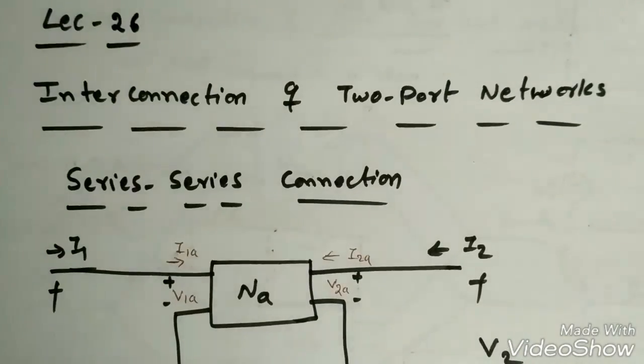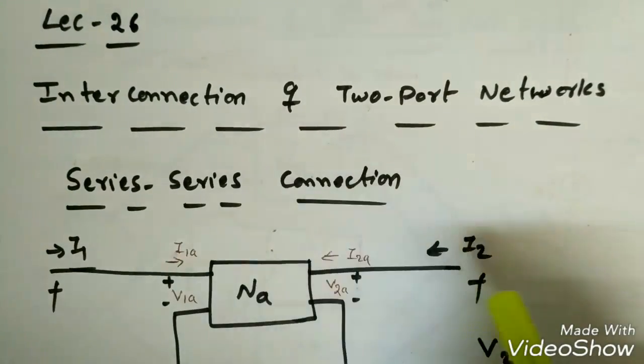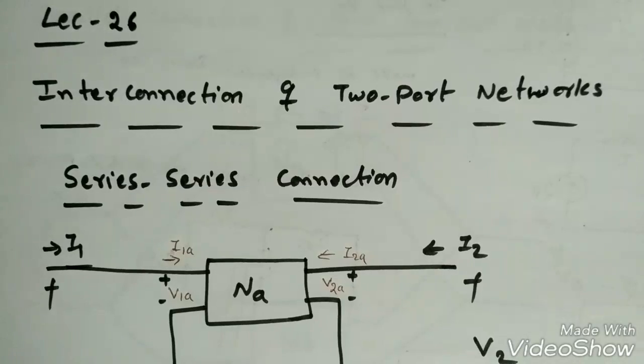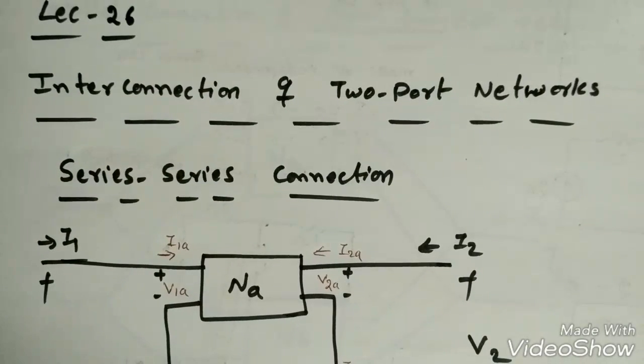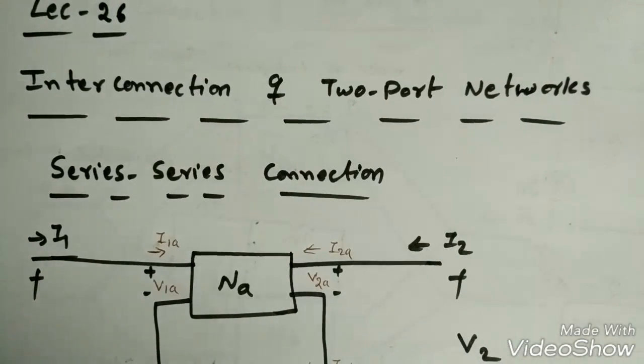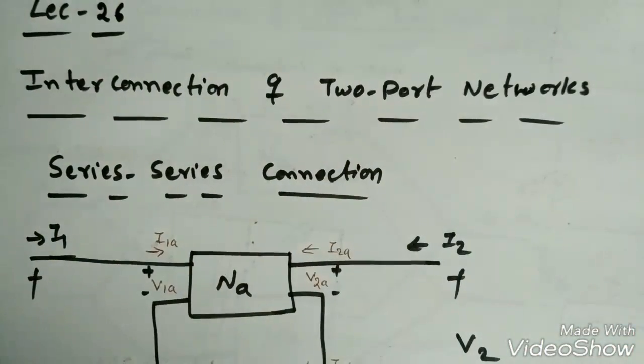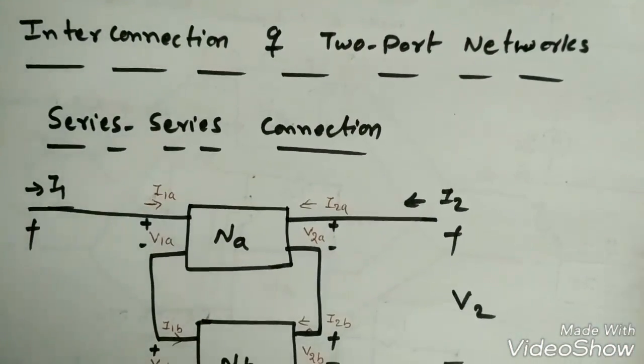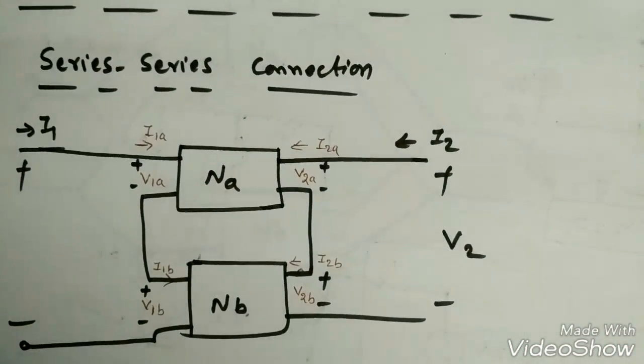This is lecture 26, network theory. In this lecture we are going to see the interconnection of two port networks. In the previous two lectures we discussed how to find the two port parameters, that is Z parameters, Y parameters, H parameters, G parameters, transmission parameters, and inverse transmission parameters.